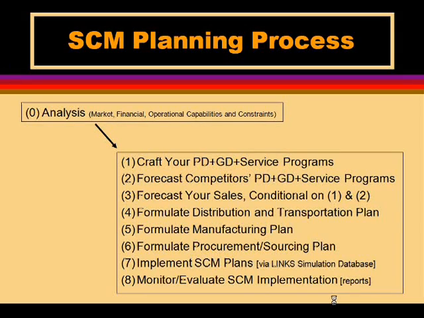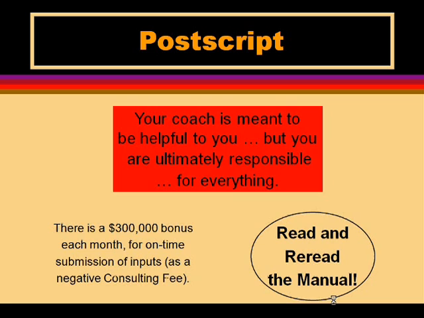Step 4 is to formulate distribution and transportation plans. What exactly you intend to do with regards to your inventories and the movement of these inventories. Step 5, formulate your manufacturing plan. How many units to be made in a given month and of what kind. You formulate your procurement and sourcing plans, because if you have to manufacture certain units, you ought to have the required inventories for that. And finally, you implement this SCM plan, the supply chain management plan that you have created for yourself on the website. As I said, the implementation is nothing but putting the numbers into specific worksheets. And as step 8, you monitor and evaluate supply chain management implementation. So you look at your results and evaluate how you performed with respect to the plans.